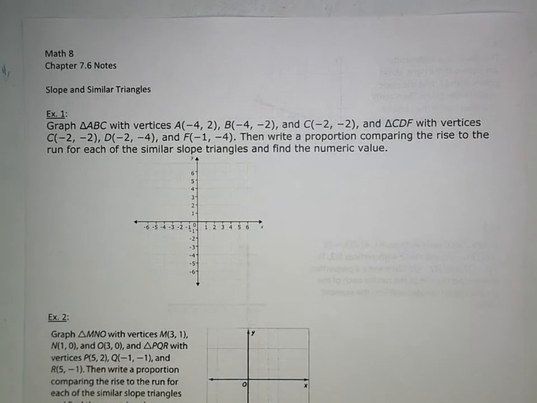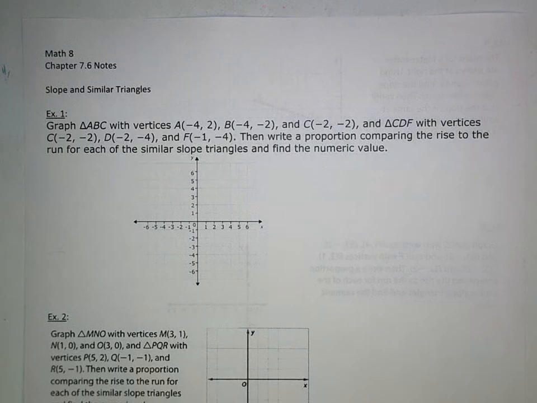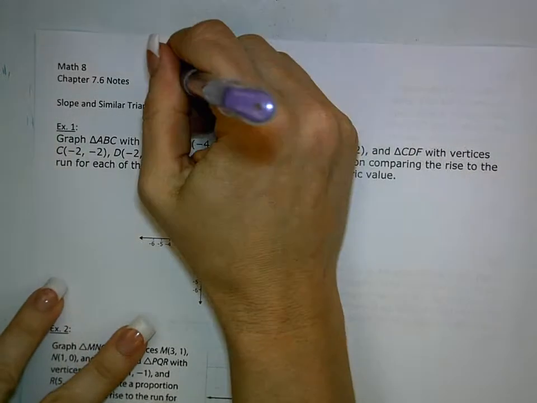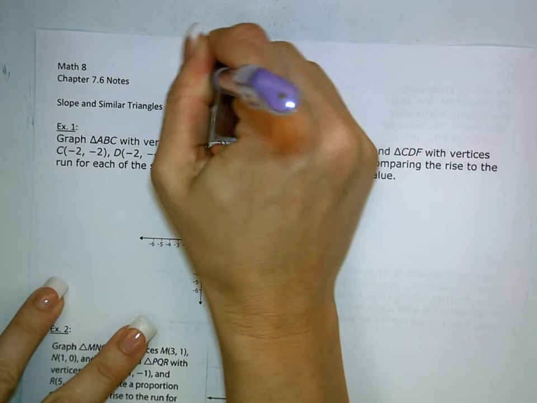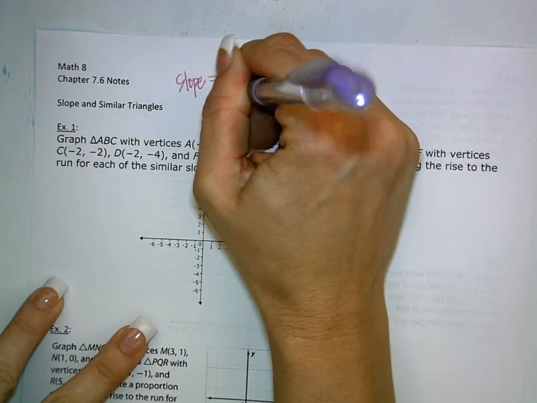Okay, so this is the last thing we're going to do for chapter 7. We're going to talk about slope and similar triangles. First off, before we start anything, can anyone tell me what is slope? I forgot, so that's why we're going over it. So did I. Is it rise over run? Yes, slope is rise over run.